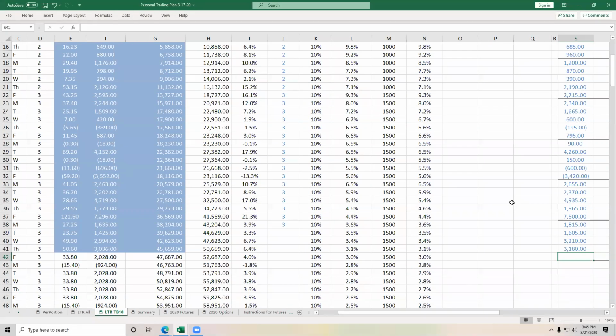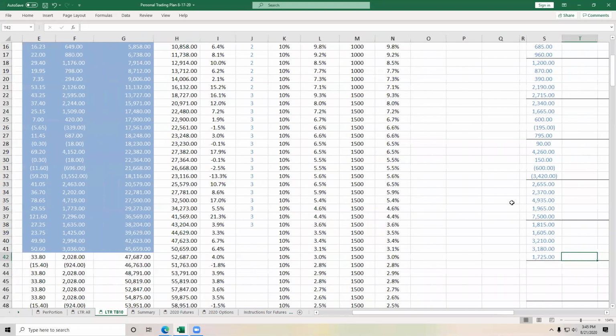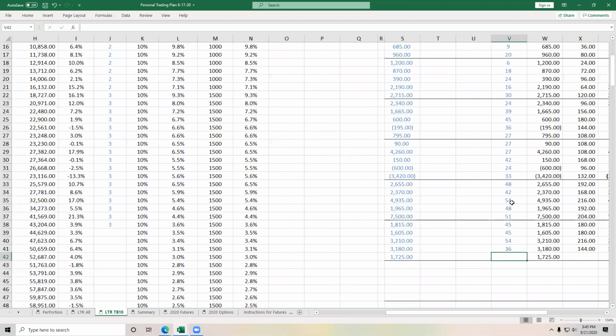So we did 28.75 points. It's $20 a point, so that's $575. And we are trading 3 contracts. So take that times 3. So that's $1,725. And then in terms of number of trades, we did 18 trades. Each trade was 3 contracts, so that's 54 contracts.